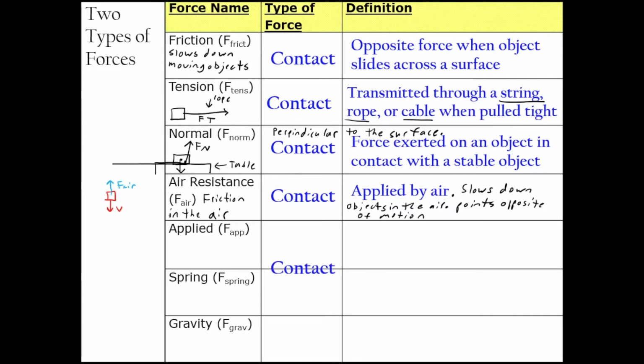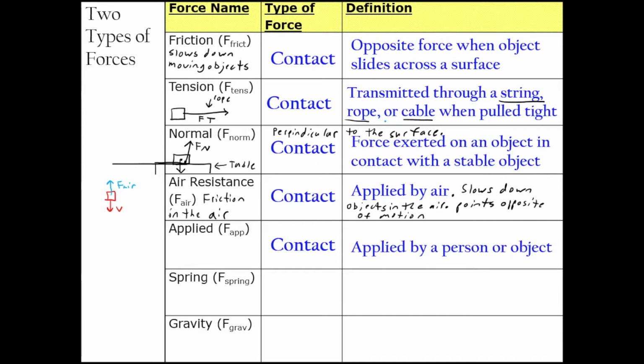Force applied is just a contact force, just like we talked about before, meaning that something needs to be touching something else in order for this force to occur. And force applied is just exactly what it sounds like. It is a force that is applied by a person or an object. If you were to push or pull any object, you are applying a force to it.